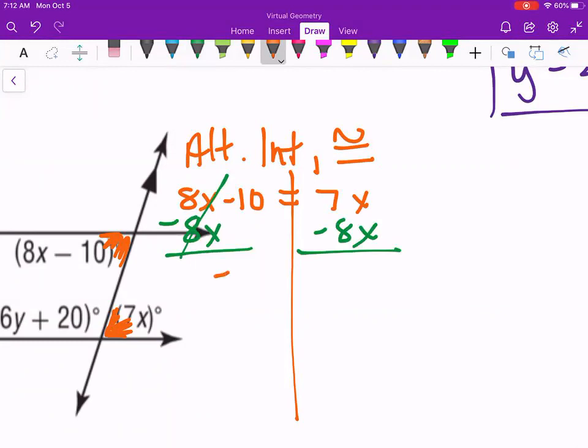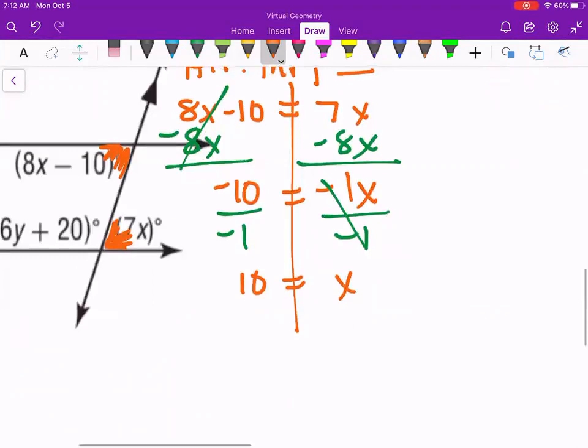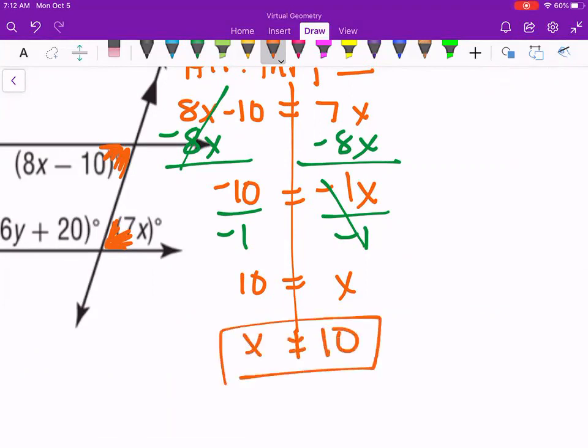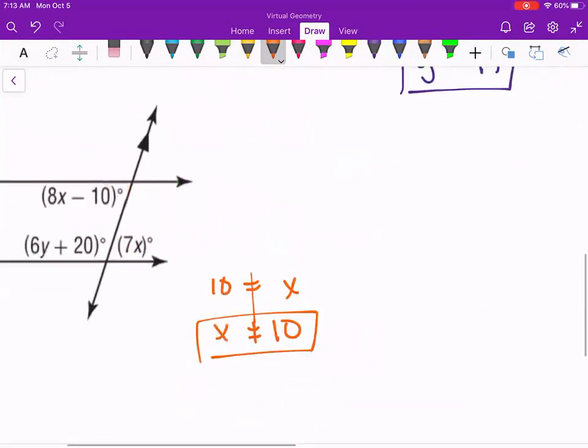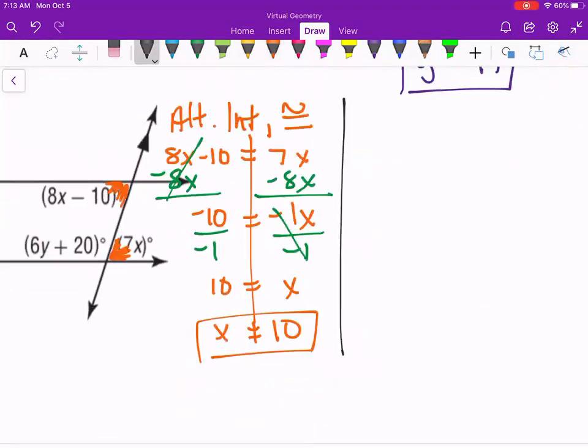So now we have a negative 10 is equal to a negative 1x. We can divide out that negative 1. And my x is equal to 10. And then your symmetric property says you can reverse that because we tend to like our letters first. It's not a requirement, but we tend to like it. But I wanted you to see how the symmetric property can actually be used here. So again, we can use the symmetric property to flip this over. But either answer, guys, is always going to be correct.